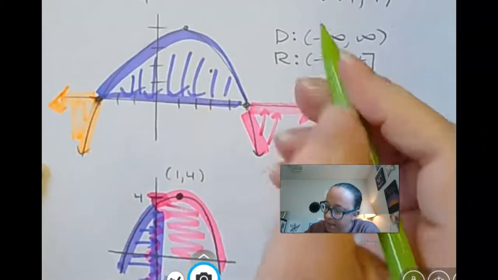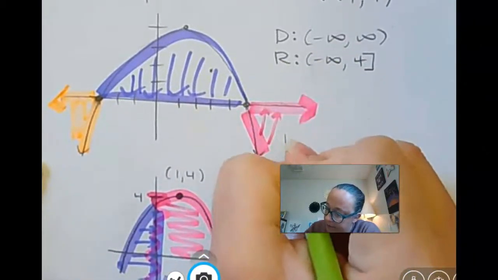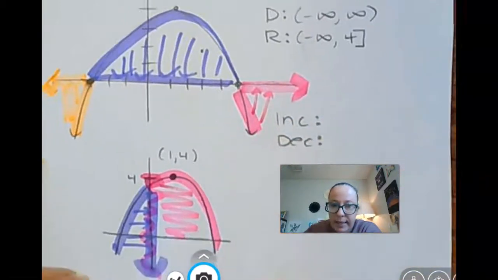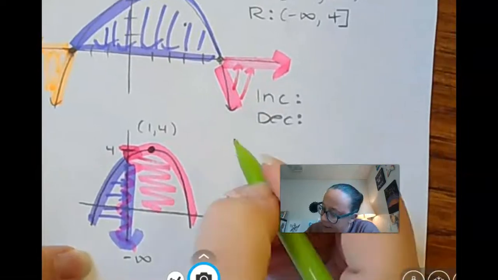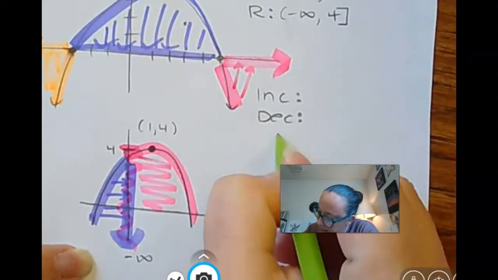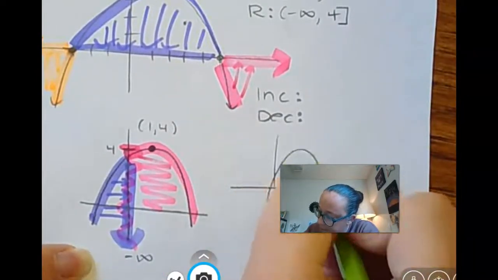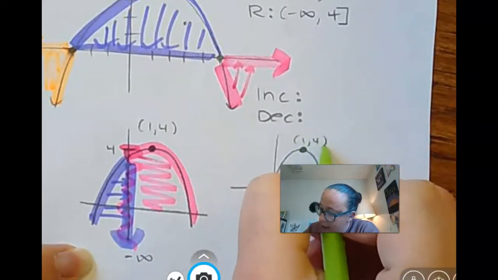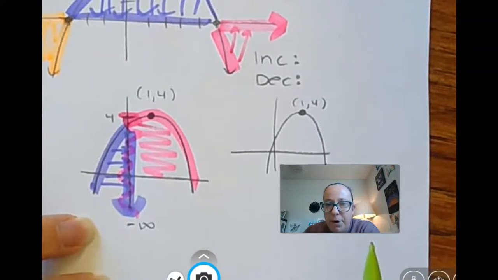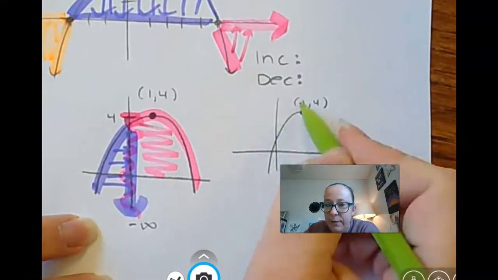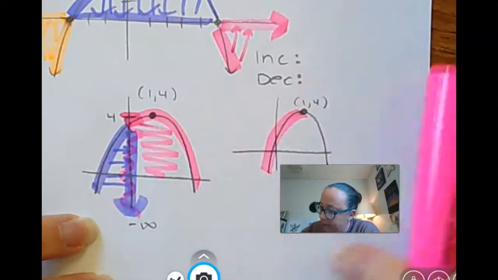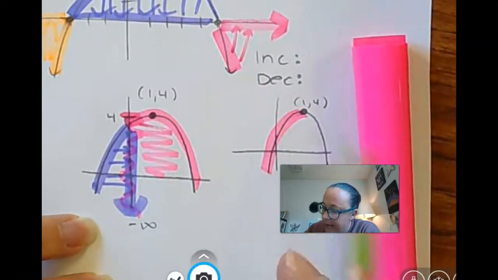Okay, now increasing and decreasing. Okay, back to this. I'm going to draw another quick graph. This was the vertex 1, 4. Where is this thing increasing? Remember, that's where it's rising from left to right. And guys, that is right here. That is increasing right there. So from left to right, it's going up.